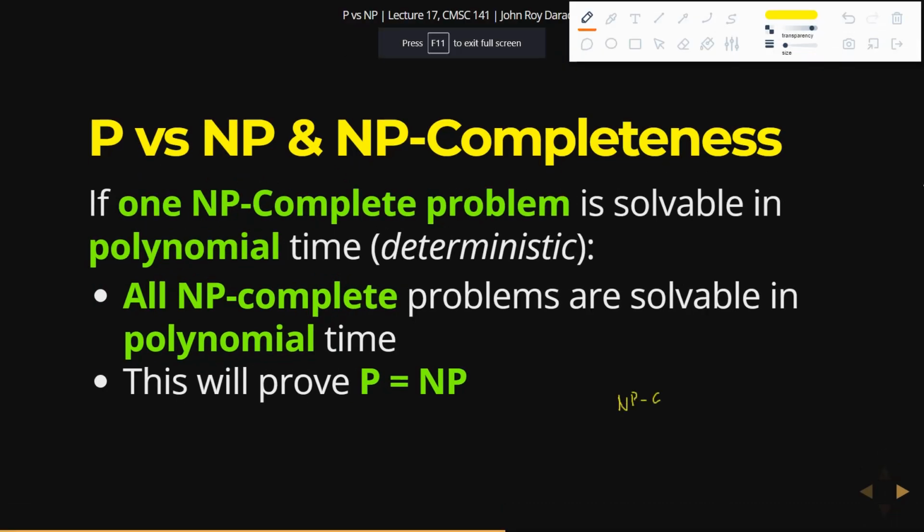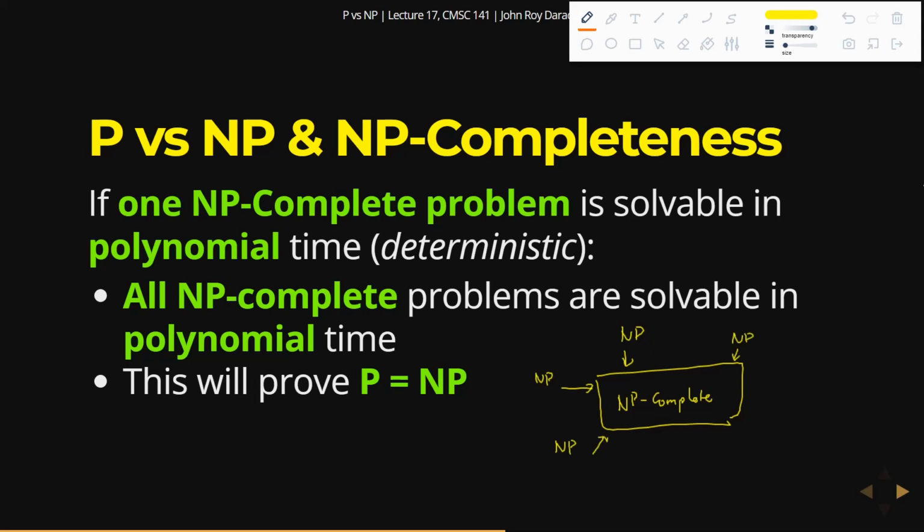if this is an NP complete problem, remember that all NP problems can be reduced to it, right? And reduction again means that by solving this problem here, NP complete, we can also solve the other problem. So if x is reduced to y, if you solve y with a polynomial time algorithm, then x can also be solved in polynomial time.